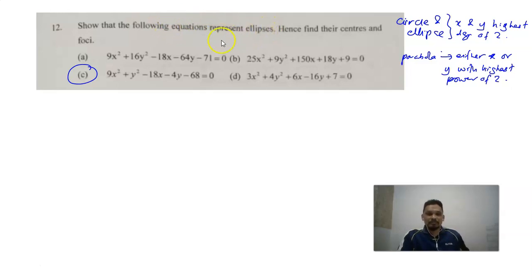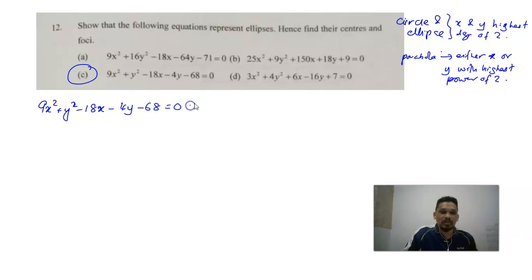Okay, so if the question did not mention an ellipse, but look at this question now, with x squared and y squared, this equation can represent a circle or an ellipse, either one. But since the question mentions the equation represents an ellipse, we have 9x squared plus y squared minus 18x minus 4y minus 68 equal to 0. So 9x squared minus 18x plus y squared minus 4y minus 68 equal to 0.